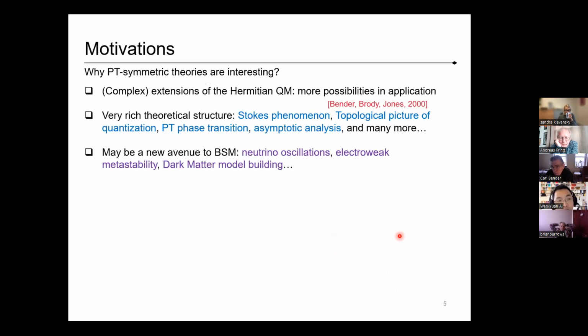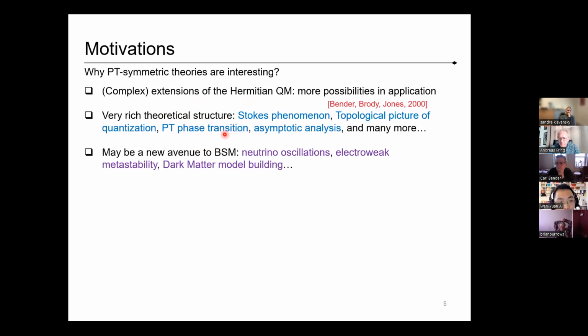But more specifically, PT-symmetric theories are interesting because they are actually extensions of Hermitian quantum mechanics. Actually, they are a kind of complex extension, and therefore we have more possibilities in application. We know that in the past decade, there have been a lot of developments in condensed matter physics related to non-Hermitian materials. And because of the first point, PT-symmetric theories also have a very rich theoretical structure. Here we can have Stokes phenomena, a topological picture of quantization, PT phase transition, asymptotic analysis, and many more.